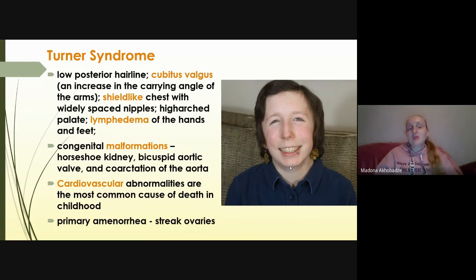And primary amenorrhea means they don't have a menstrual cycle at all. Okay, they are females phenotypically, but they only have one X chromosome. Along with mental retardation, they also have clinical hypothyroidism present.